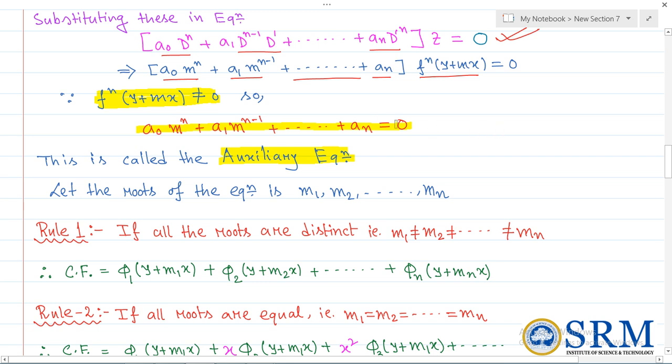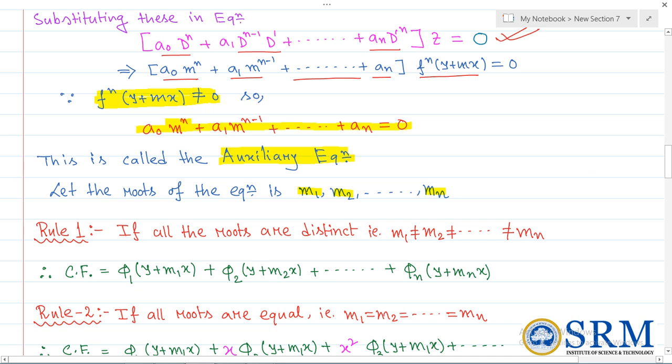Definitely all of you can understand it is an nth order equation. So how many roots will be there? Exactly n roots will be there. So what are the roots? Say the roots are m1, m2, dot dot, mn.